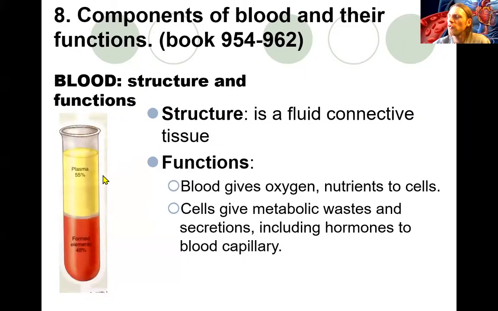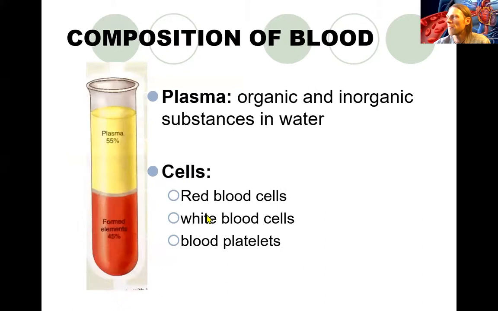So here is the blood. Plasma is nutrients, proteins, other elements of the blood, and the formed elements are the cells: white blood cells, red blood cells, and blood platelets. Okay. So you have to know that it's about 55% plasma and 45% cells.